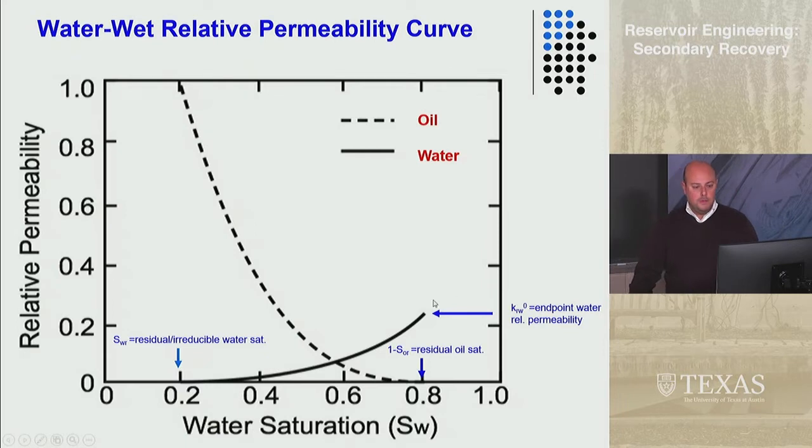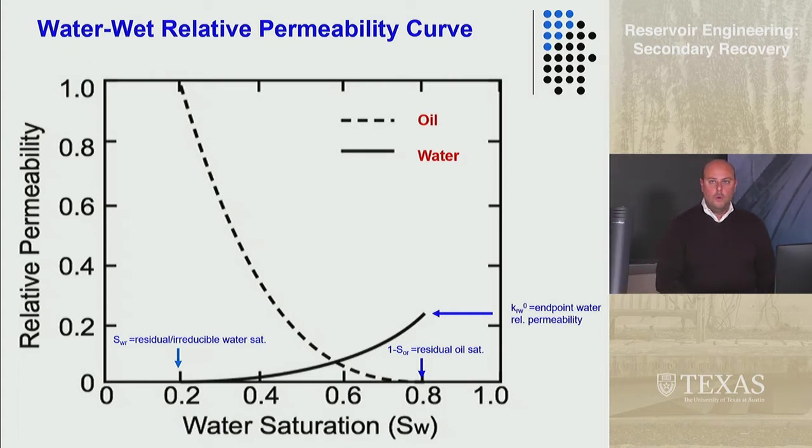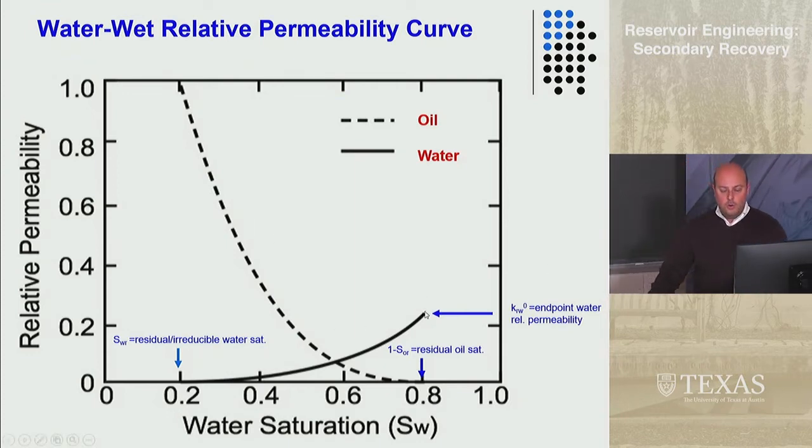That number is going to be less than 1 for a water-wet medium, and the reason is that at this point, it looks like 80% water and 20% oil. Water, the wetting phase, occupies the smallest pores, which have the least amount of permeability. So even though it occupies 80% of the volume, the 20% that's occupied by the oil is occupying all the good permeability. And so the relative permeability of water is much less than 1.